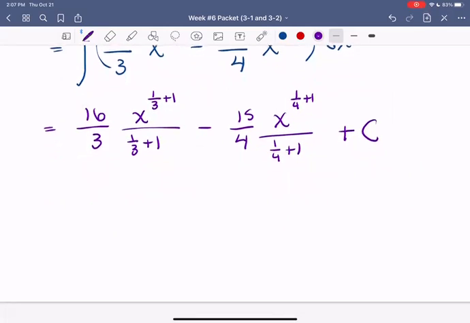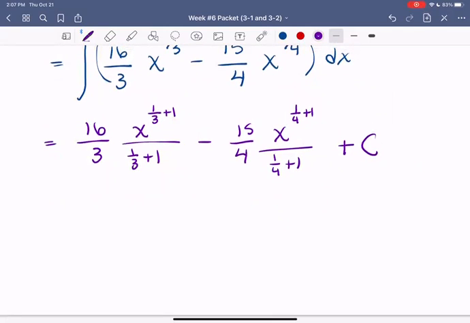Okay, so now we can clean this up a little bit. And I encourage you to pause the video at this point and try to clean up this antiderivative on your own first, and then we'll check answers. All right, so when we clean things up, we can add the exponents that we have here to find just one fraction for the exponent. And then also add up those denominators to see if we can cancel some things out.